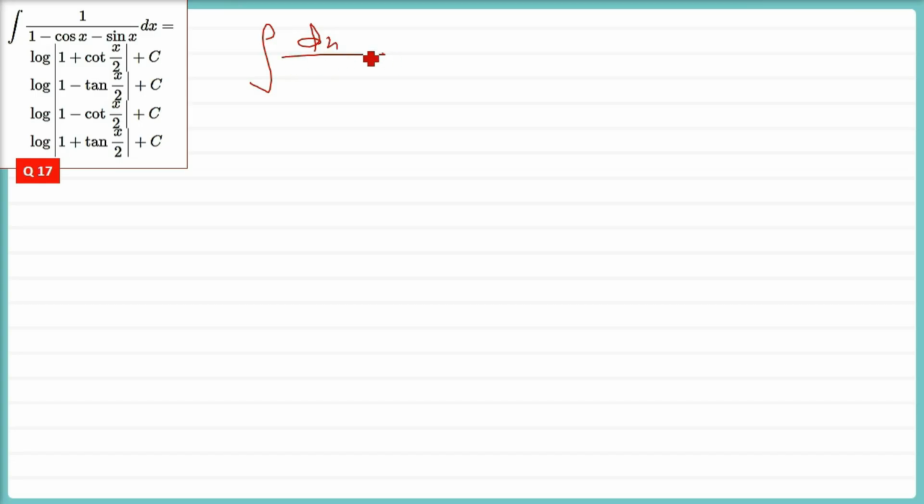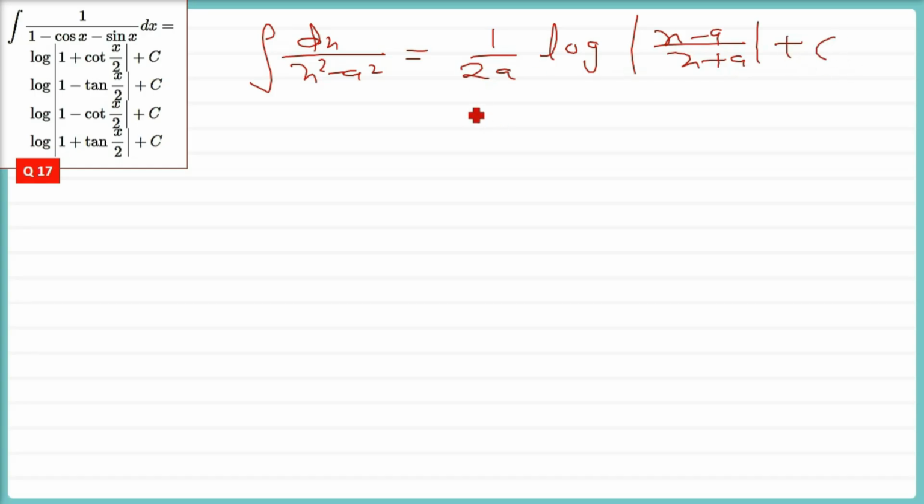So the integration of dx divided by x square minus a square is 1 by 2a log of x minus a divided by x plus a, inside a modulus sign, plus a constant of integration. So let's apply the formula. 1 by 2a. What was a? Just to recall, x we will take as t minus half and a we will take as half.